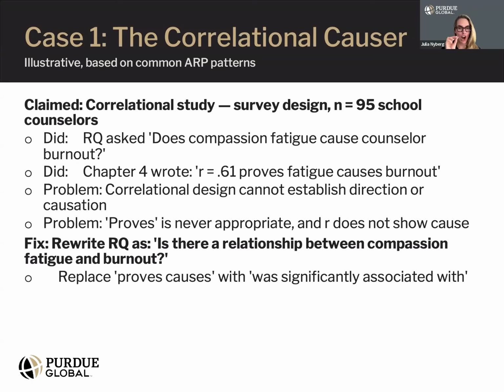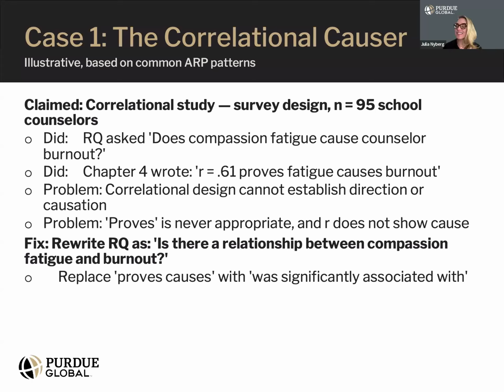First, R values do not prove. It indicates a relationship. Second, causes implies direction and mechanism. A correlation of 0.61 tells you that 2 variables move together. It does not tell you which one came first or whether one produces the other. Third, proves is never the right word in research.